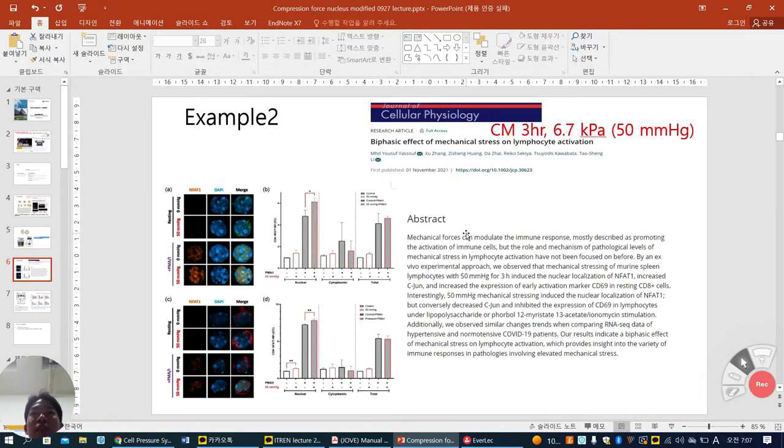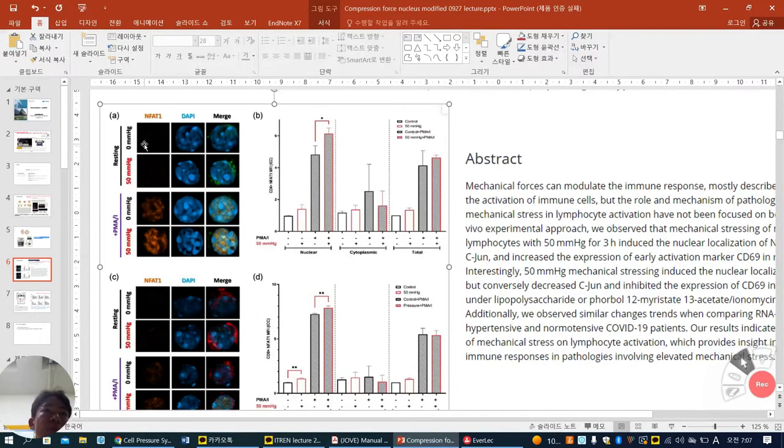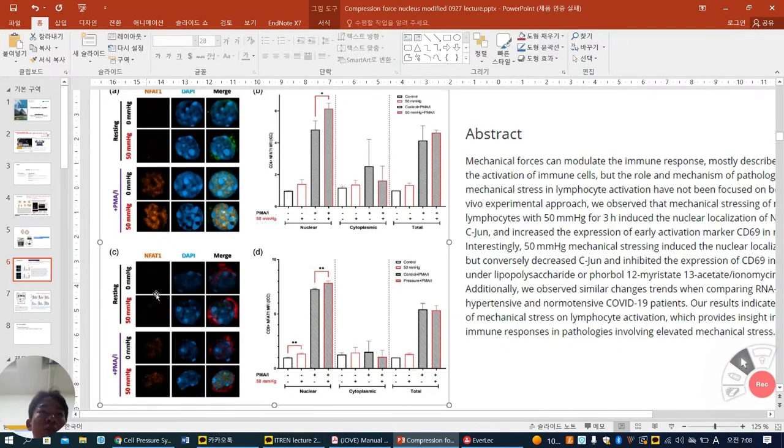Next, another example is here. They induced 3 hours of compression, and they set 6.7 kilopascal. So here, without compression and with compression, under PMA, a certain activator of immune cells, as you can see, they can see some increase of their marker. Without activating immune cells, nothing happened. But after activation, they can detect NFAT1 here. While they are inducing the compression force, it is more enhanced. Okay? With these two types of cell, they also proved their concept.